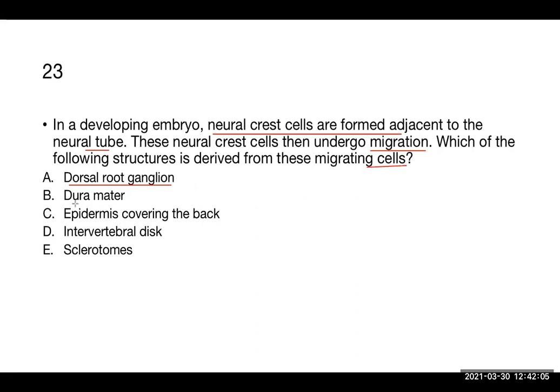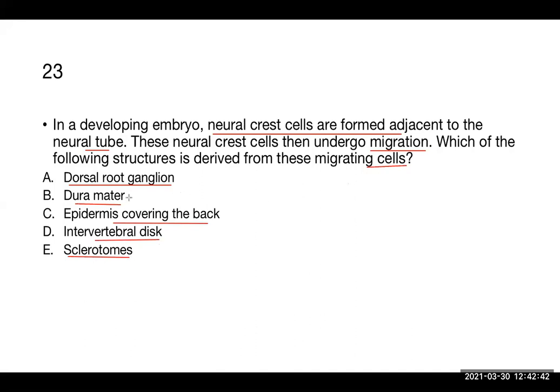Now, dura mater is developing from ectoderm. Epidermis covering the back is also from ectoderm. Intervertebral disc is developing from the, yesterday we talked about this, if you remember, the PIVD. When we talk about PIVD, we have asked that question. Yes, notochord. The nucleus pulposus of the intervertebral disc is developed from notochord, and that's what they want to ask here. Very important question. And sclerotome, this is from the mesoderm.